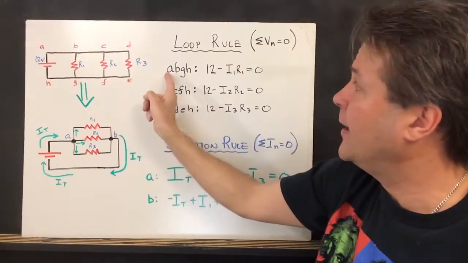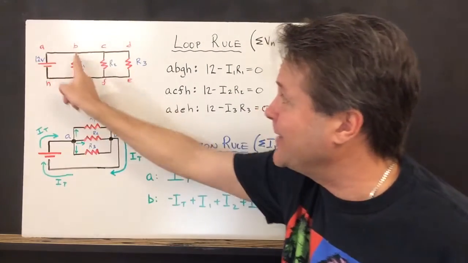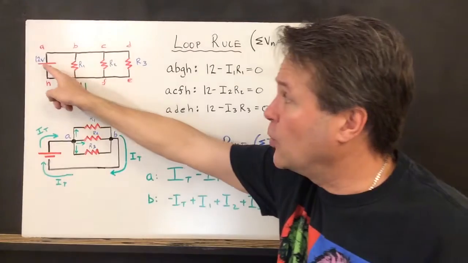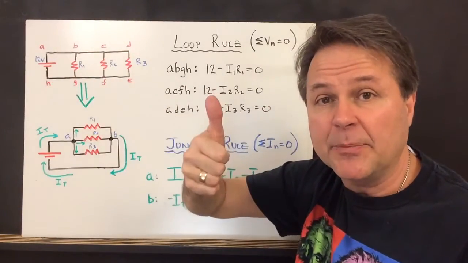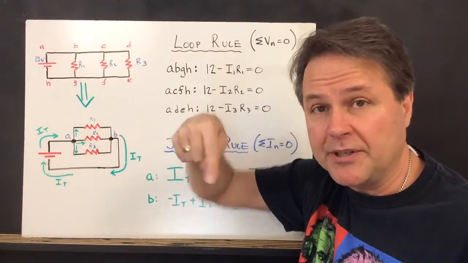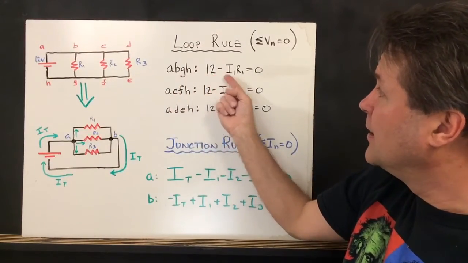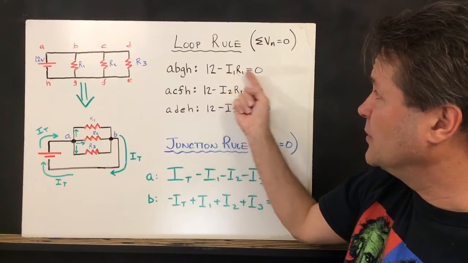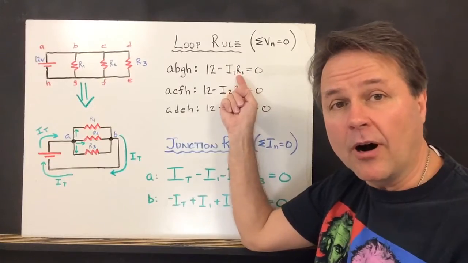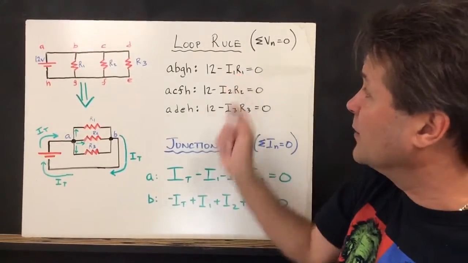There's one loop, A, B, G, H. In that loop, we have a 12-volt battery and R1. The 12-volt battery increases the potential, and R1 decreases the potential. So in that loop, we have 12 minus a drop in potential equal to 0. The drop in potential, I times R, is equal to V1.